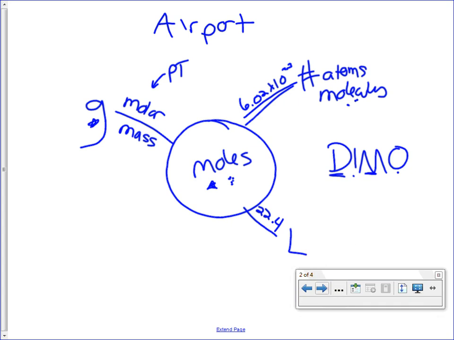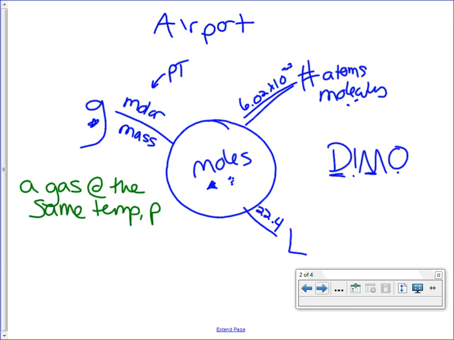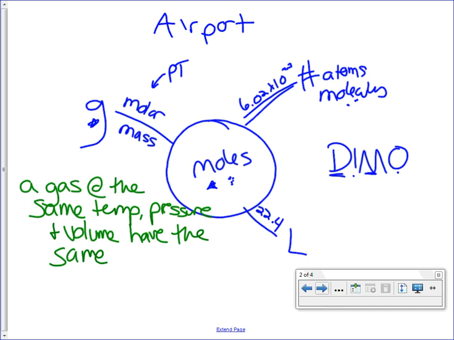What that is, is that gases at the same temperature, pressure, and volume have the same number of molecules. Okay? Gases at the same temperature, pressure, and volume have the same number of molecules.